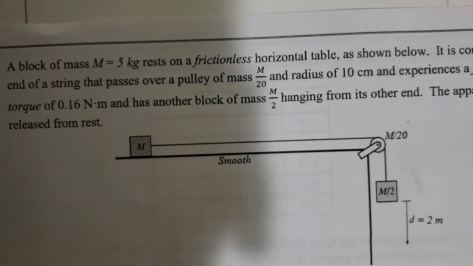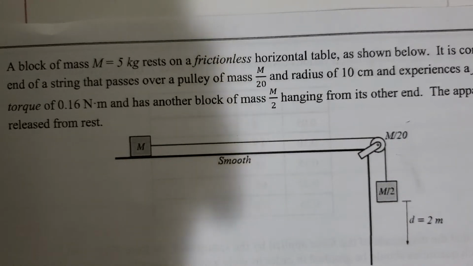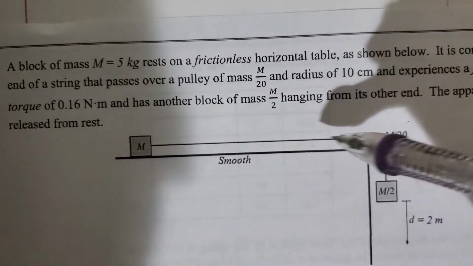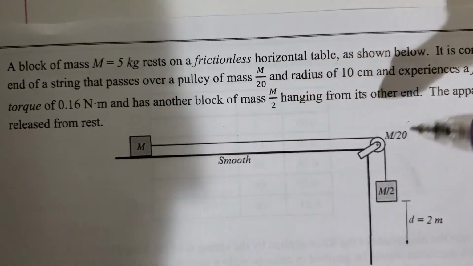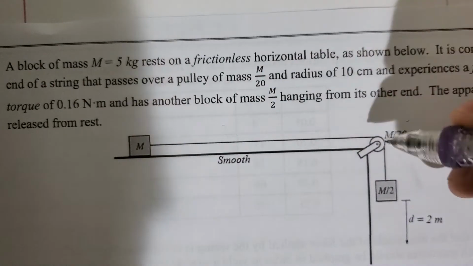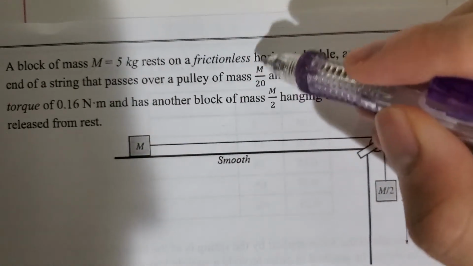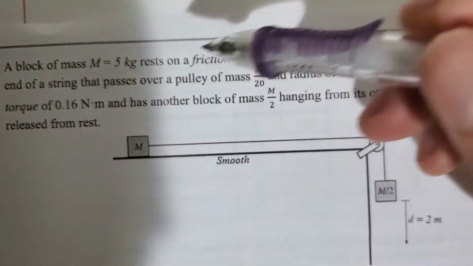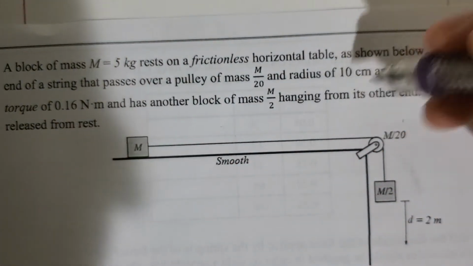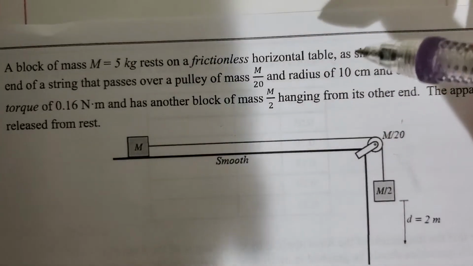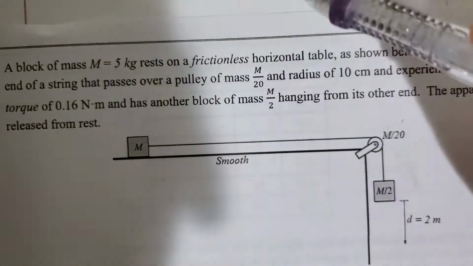Okay, so for FRQ number 5, we have a pulley system with a block of mass M, which is 5 kilograms, at rest on a horizontal table that has no friction right here. And it is connected to a string that passes over a pulley of mass M over 20, which means it has 1/20th the mass of this mass and a radius of 10 centimeters. And the pulley is said to experience a frictional torque of 0.16 newton meters.